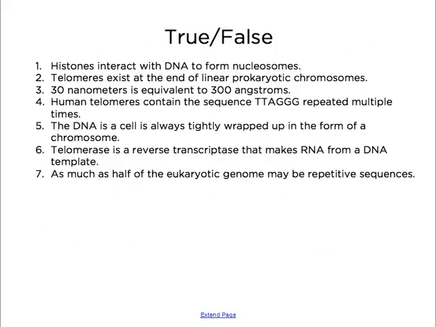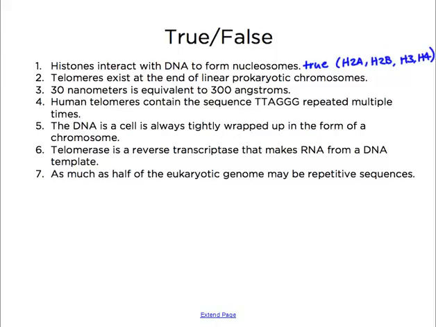Let's do some true-false on the eukaryotic chromosome. Statement 1. Histones interact with DNA to form nucleosomes. So this is obviously true. And remember that the nucleosome core is an octamer, meaning there's 8 subunits, and there's 4 core histones that are found twice in that octameric core. So these histone proteins are H2A, H2B, H3, and H4.